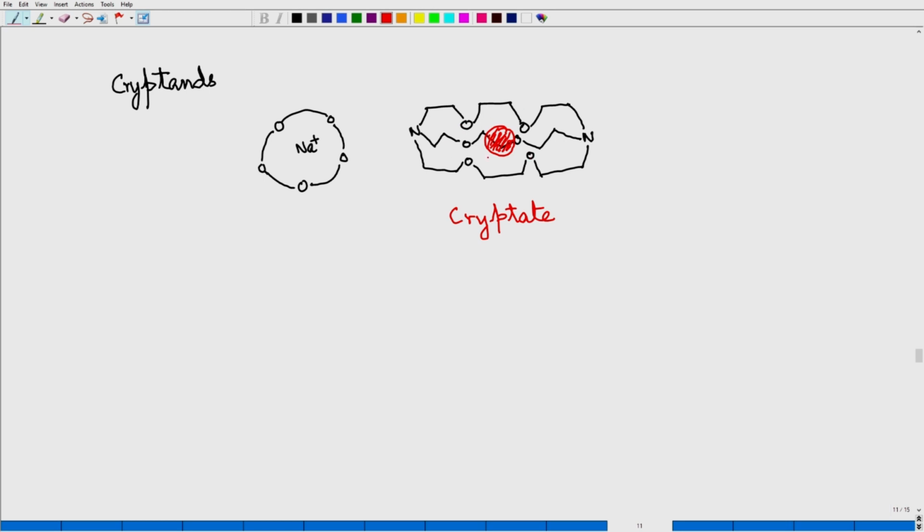6 ethereal oxygen donors. Structurally, this is called a bridge. So, there are 3 bridges, and this one is the bridgehead. Here is an example with a nitrogen bridgehead, and in the bridges the donors are all ethereal oxygens.